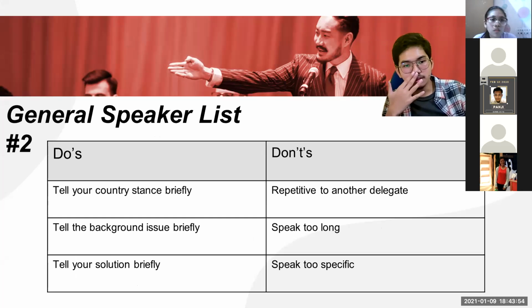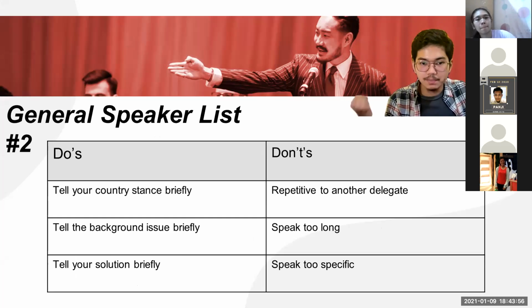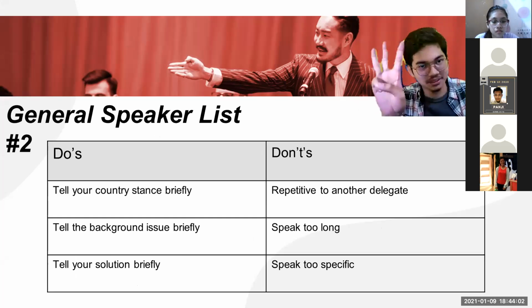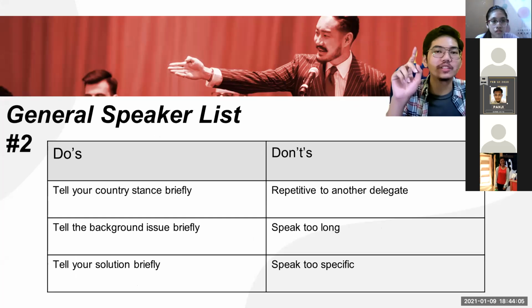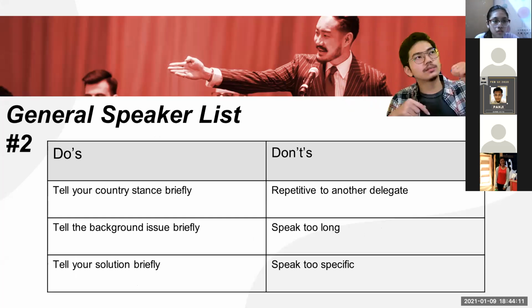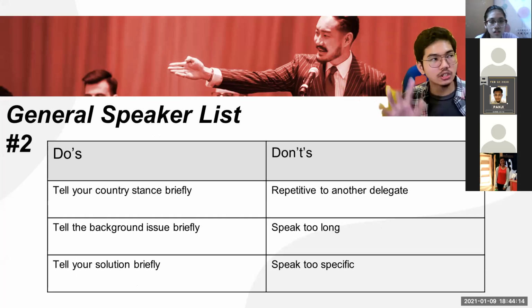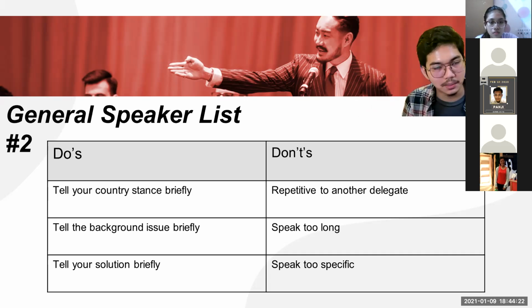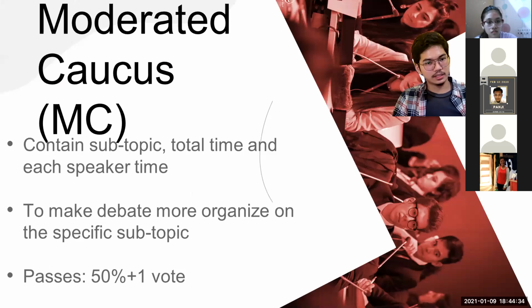So these are the do's and don'ts. Again, tell your country stance briefly, background briefly, solution briefly. The committee's presentation used "briefly" 3 times, so it's super clear that you only talk about something generally, in a super brief way. If you talk about discrimination issues in each country, then talk about the general ones. Don't talk about the specific ones. The specific ones are talked about in moderated or unmoderated caucus. Those are the do's. The don'ts are that you don't need to be repetitive, don't speak too long, and also don't speak too specifically. I hope it helps you.